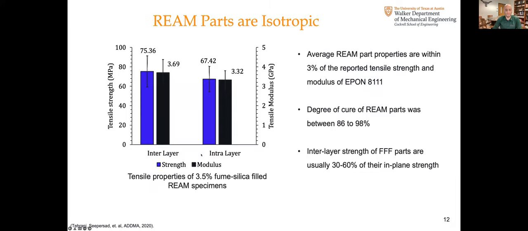So with Dr. C. Prasad, we've shown before that you can print these parts and they get really good mechanical properties that are on par with reported properties for this epoxy resin, EPON 811. In this case, we used an aliphatic amine curing agent. And you can see the tensile modulus and tensile strength in both build direction and plane direction. They're very close to each other. So you're talking about relatively isotropic parts. Whereas in fused filament fabrication parts, thermoplastics, usually a 30 to 60% reduction in strength in the build direction is normal.